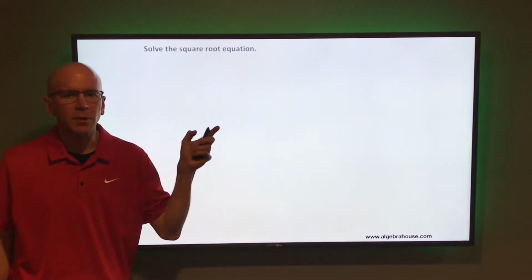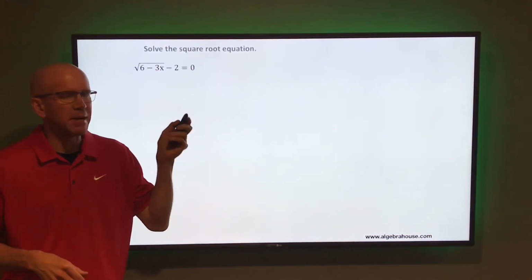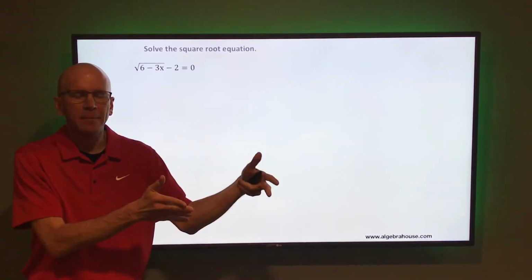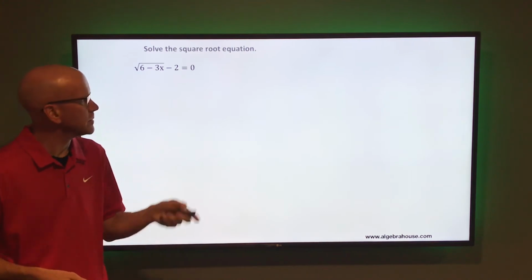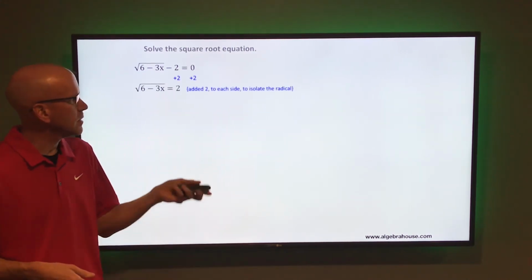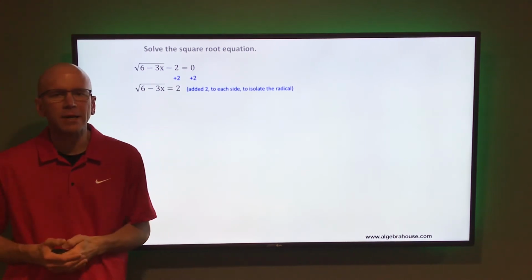We're going to solve this equation. The square root of 6 minus 3x minus 2 equals 0. So we want to isolate that radical to one side of the equation and move everything else to the other side of the equation. So that minus 2 needs to be moved to the other side by adding 2 to both sides. When you do that, you get the square root of 6 minus 3x equals 2.